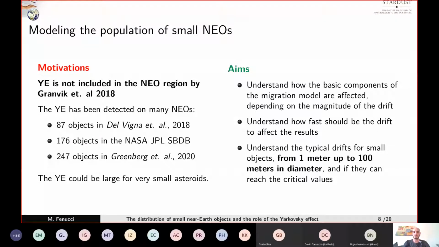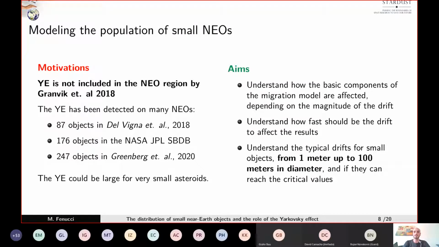And so our aims here are to understand how the basic components of the migration model are affected when we introduce the Yarkovsky effect. And we want to understand how fast the drift should be to see some different results in the main components of the model. And finally, we want to understand if the typical drifts of these small objects from 1 meter to 100 meters in diameter match with the Yarkovsky drift, for which we see some differences in the outcome.